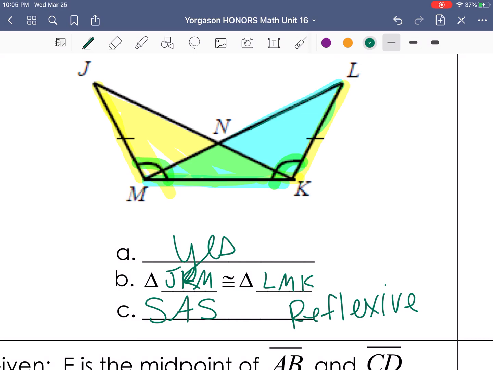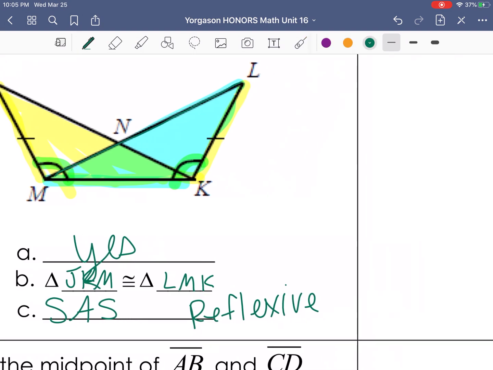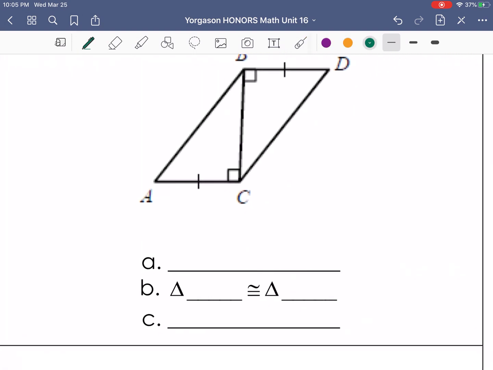If you could think of sort of taking this triangle and flipping it so that it lined up exactly with this one, then we're looking for which letters would go together. It's kind of tricky, so if you need to pause for a second and see if you can figure that out, feel free to do that. Let's move on to the next one, and maybe it'll make sense there too.